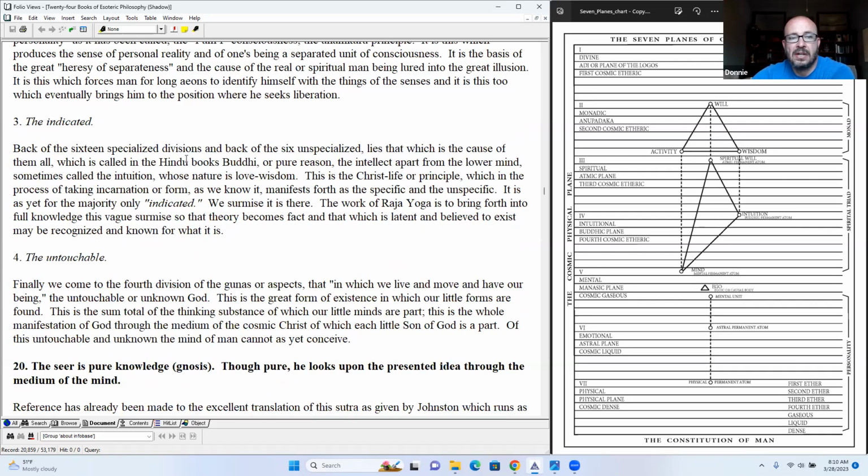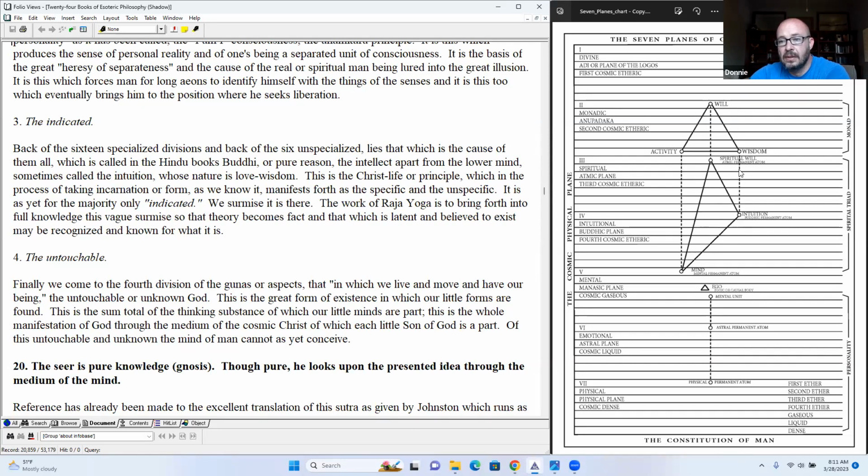Back of the 16 specialized divisions and back of the 6 unspecialized lies that which is the cause of them all. Okay, very good. Which is called in the Hindu books Buddhi, or pure reason. The intellect apart from the lower mind, sometimes called intuition, whose nature is love wisdom. Now, very interesting, in perfect sense. You're talking about the Buddhic plane. Here's the Buddhic permanent atom on the fourth plane from the top or bottom.